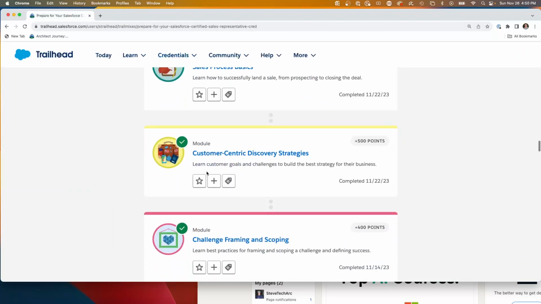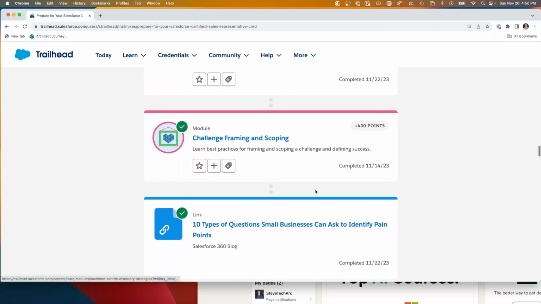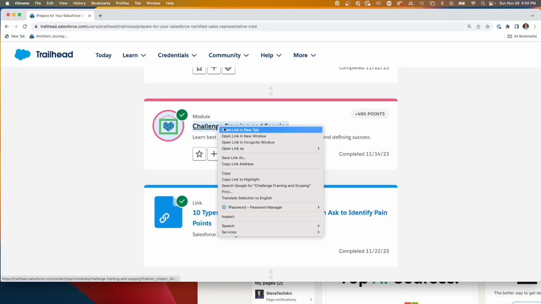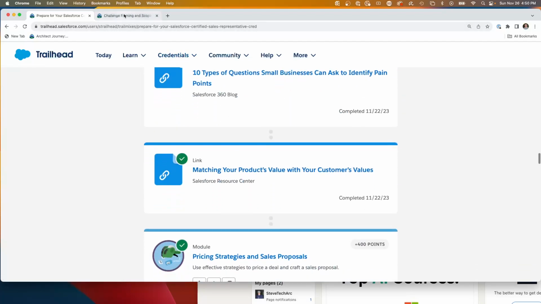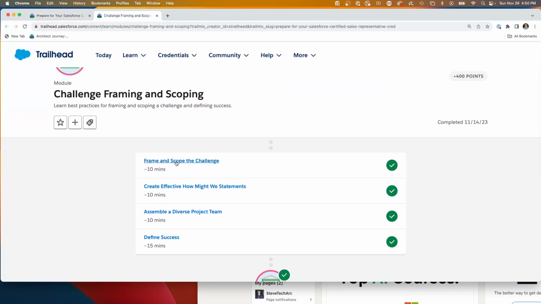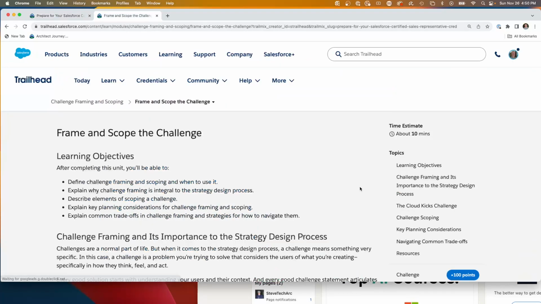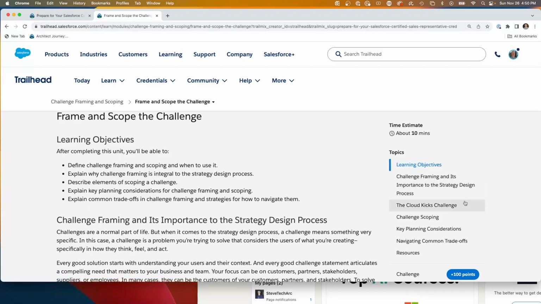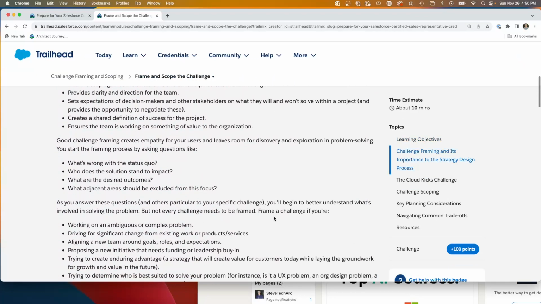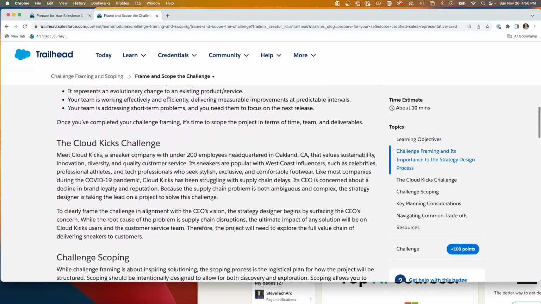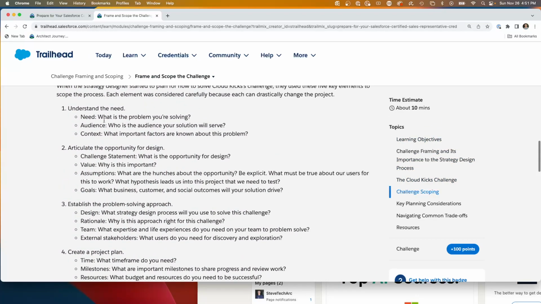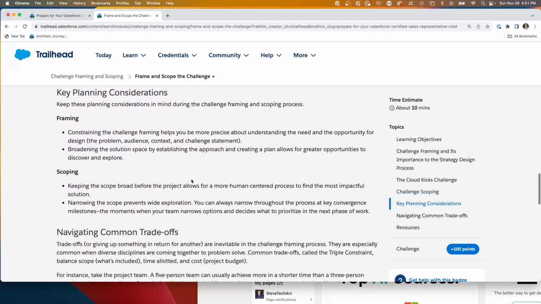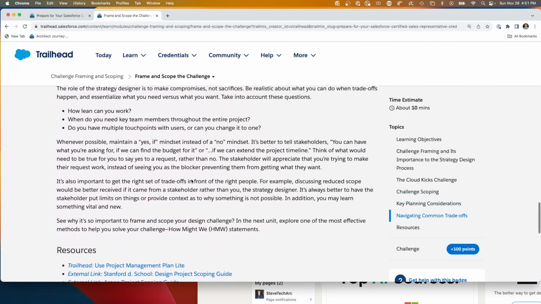We don't need to go in. Customer-centric strategies. And then knowing how to frame the challenges and going into scoping. So this is more around the mindset, create how we might statements. And we've had some discussion of this in the BAs or the strat. But over here in the sales, challenge the framing. What are you trying to solve? What's the status quo? And we go into how you can understand the need, establish the problem solving, do framing the problem, and then looking for the trade-offs.